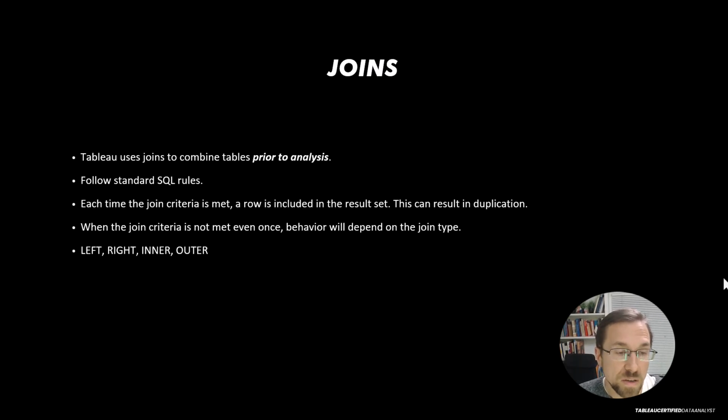The right join is the opposite. That one says that we're always going to include data from the right table when the join criteria is met. However, we're not going to include data from the left table unless the join criteria is met. And so with the inner join, we're only including data from either table when the join criteria is actually met. And finally, with the outer join type, we are including data regardless from both the left and the right table, even when the join criteria is not met.